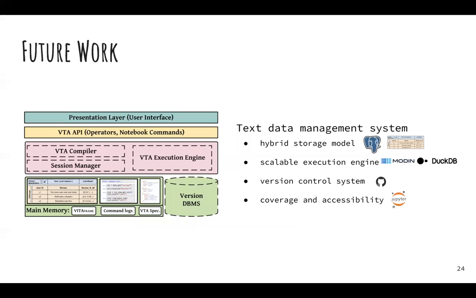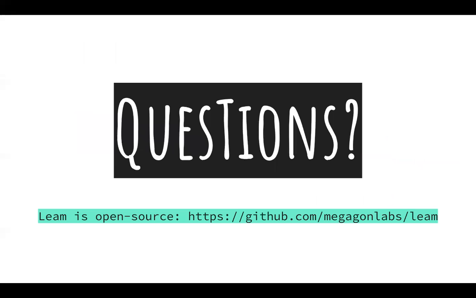So as you can see with Leam, we have barely scratched the surface and there are several exciting research opportunities to improve storage, computation, versioning, and enhancing the coverage of VTA. Addressing these problems requires interdisciplinary research efforts from the DB, NLP, HCI, and graphics communities. So that's all about Leam.